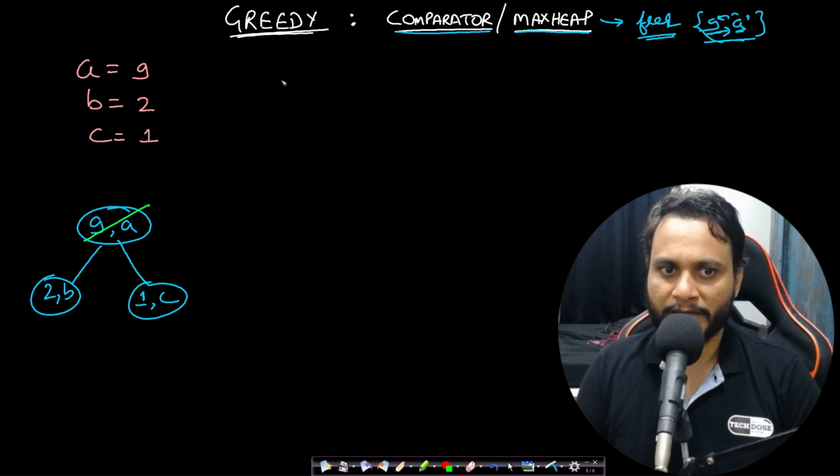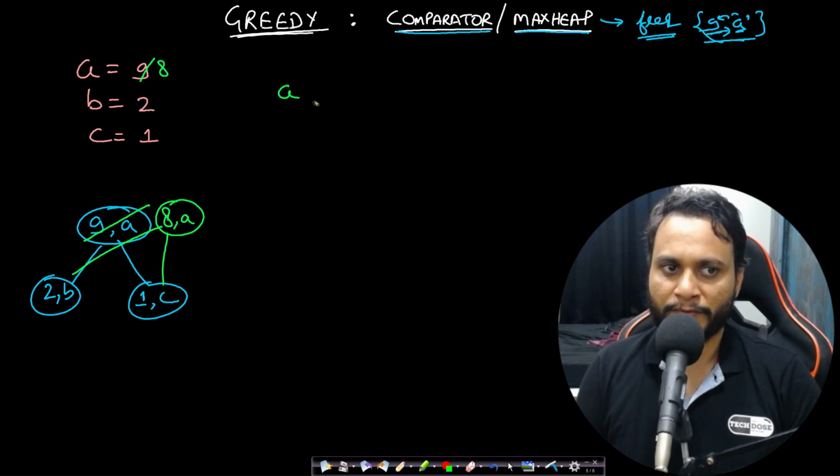So what I will be doing is I will be using this 9 comma A. I will be pushing A, and then I will be decreasing its frequency. So the frequency will become 8, and after having done that, I will push it back into the heap. So 8 comma A will be pushed back into the heap.